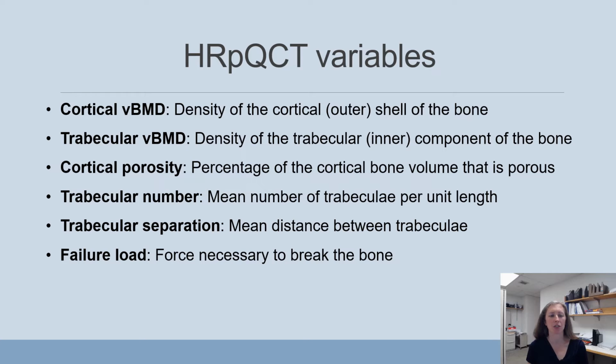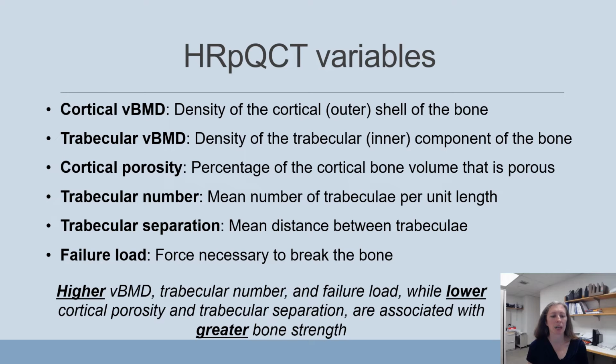HRP-QCT variables measured included cortical and trabecular volumetric BMD, cortical porosity, the percentage of the cortical bone volume that is porous, trabecular number, or mean number of trabeculae per unit length, trabecular separation, the mean distance between trabeculae, and failure load, the force necessary to break the bone. Importantly, higher volumetric BMD, trabecular number, and failure load, while lower cortical porosity and trabecular separation, are associated with greater bone strength.